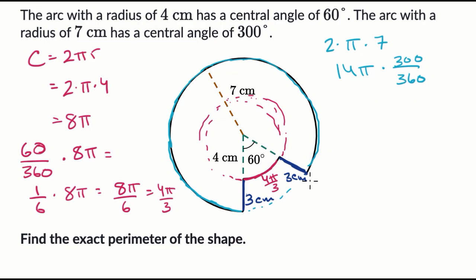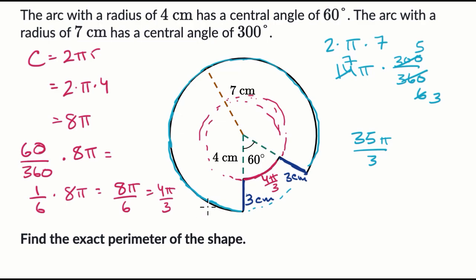Because there's 360 degrees if we were to go all the way around, but we are only dealing with 300 of those 360. Well, if we divide both 300 and 360 by 60, you get a 5 and a 6. So we get 14 pi times 5 over 6. And then let's see, both 14 and 6 are divisible by 2. So we get 7 pi times 5 over 3. And so this is going to be 7 pi times 5 is equal to 35 pi over 3.